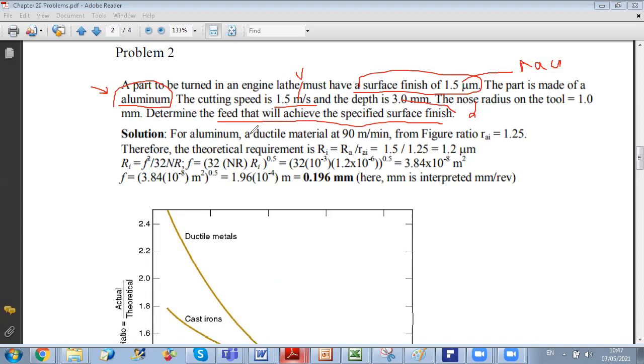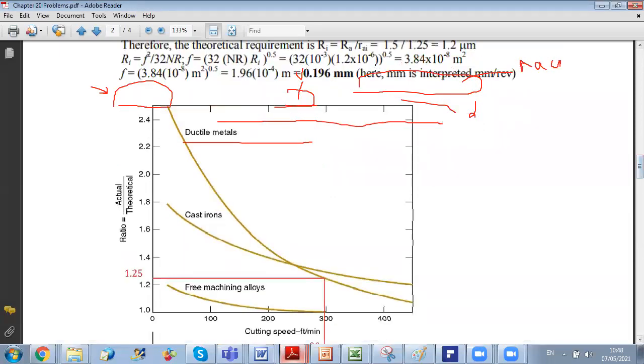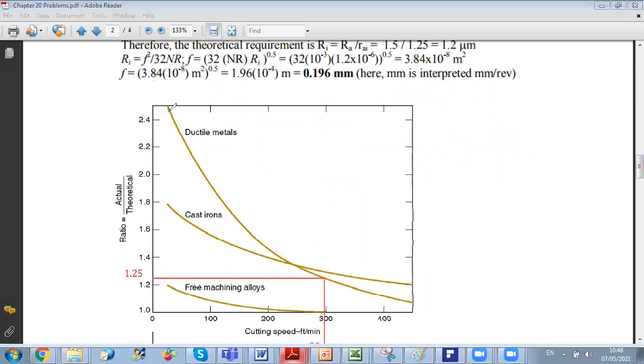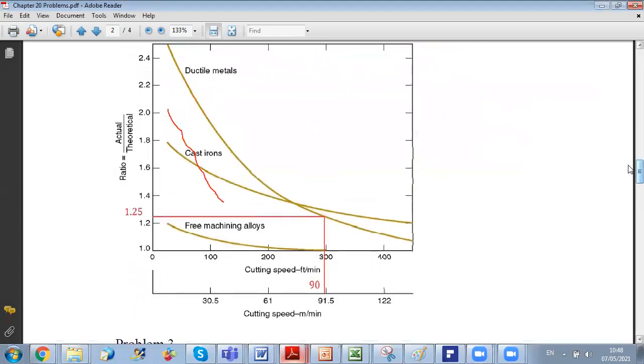First, we know that aluminum is a ductile material. So for the cutting speed given, which is 1.5 meters per second, if I go back to the graph we have seen in the course material, since it's a ductile material, I will look at this curve. The speed on the scale is in meters per minute, so you should convert from meters per second to meters per minute.